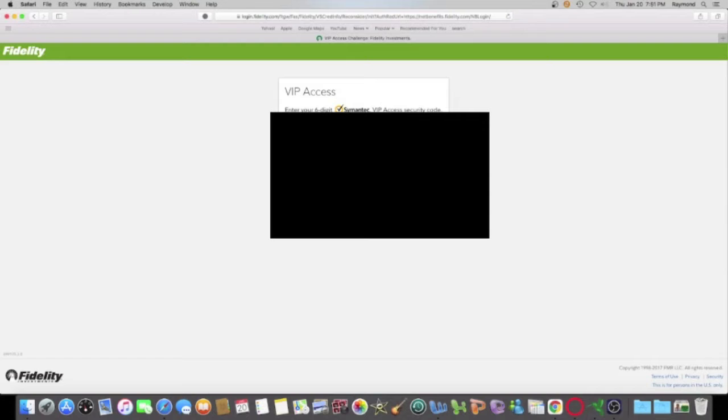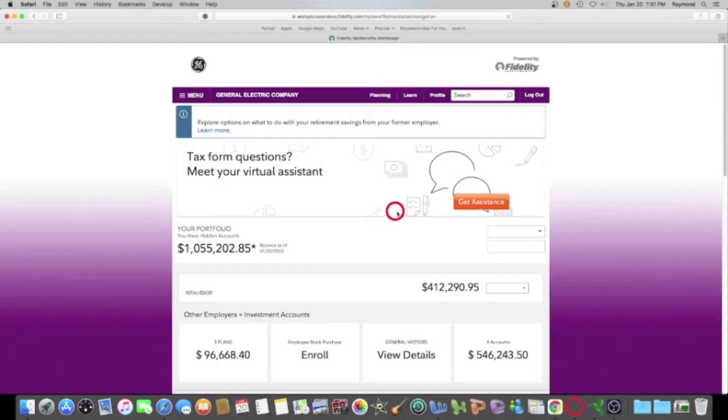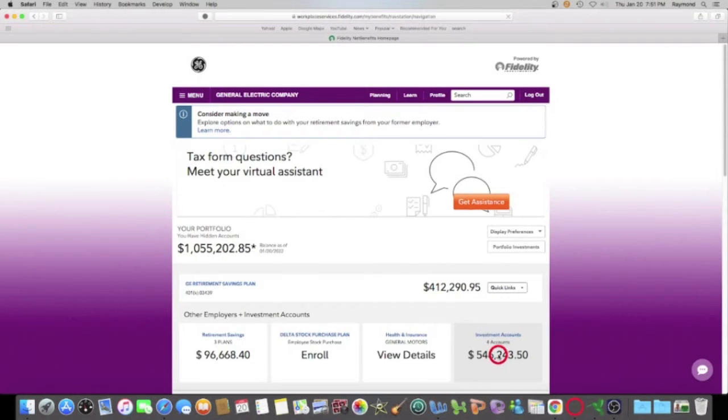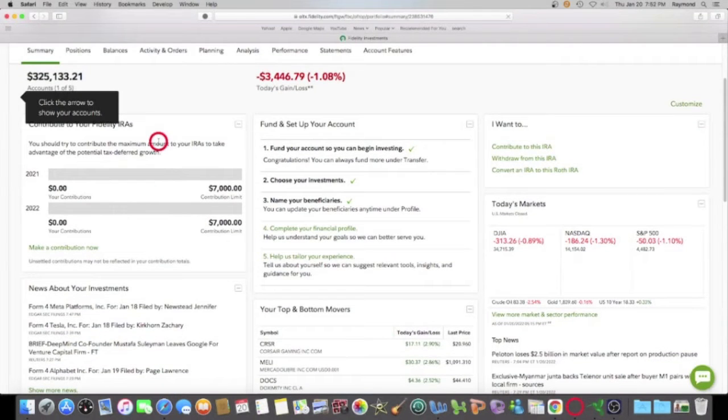So hopefully you guys had a good trading day, because I didn't. And you're going to see I didn't. But hopefully you guys are not like me, at least today, and you are doing a lot better. All right, so my Roth and rollover IRAs are right here. So let's click on this. And we want to go to positions.